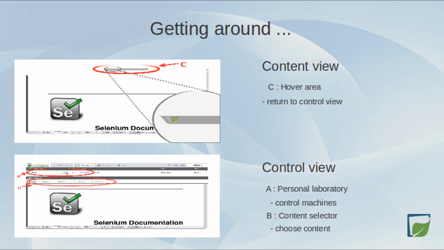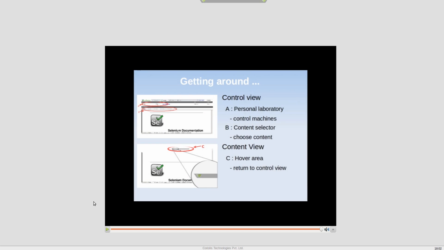You've been watching the content view of Tutor Notes from a sample course on Selenium put together using material freely available on the web and a custom machine specially configured to match the course content. Activating the shaded hover area marked C on the top of the screen will switch us to the Control view. The top of the Control view marked A is your lab dashboard and the bottom marked B is your content selector. Let's switch over to the Control view and go over some material related to Selenium like a student would.